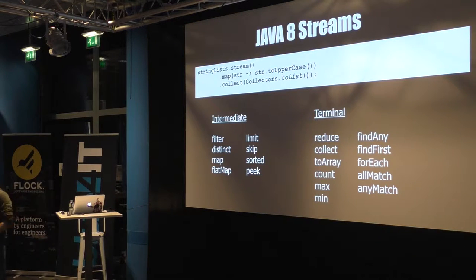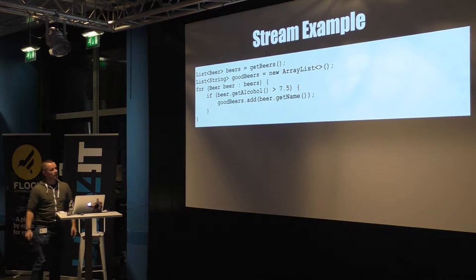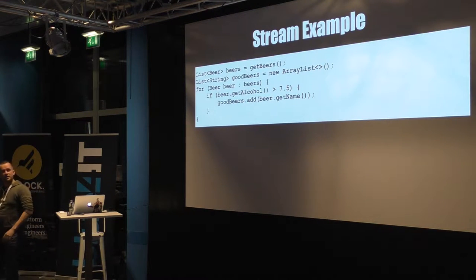That's what streams do. Streams are lazy. They just do something when it needs to be done. Normally, you would do something like this in, say, Java 7 or previous style. We need to get the beers, and we want to have the good beers, so more than 7.5% of alcohol.